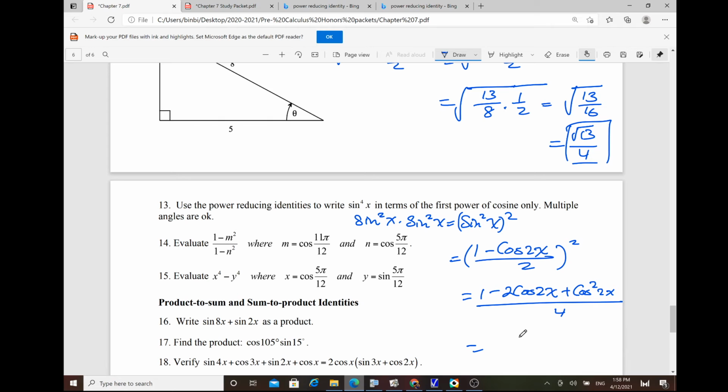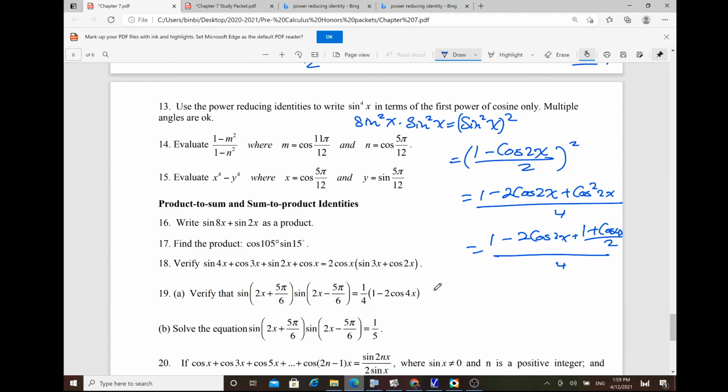So that one can be written with, okay, let's put it this way. So that one can be written with 1 plus cosine of 4x, because that's square, 2 times 2, so 4x over 2. So it's 1 minus 2 cosine of 2x plus 1 plus cosine of 4x over 2, and then all over 4.